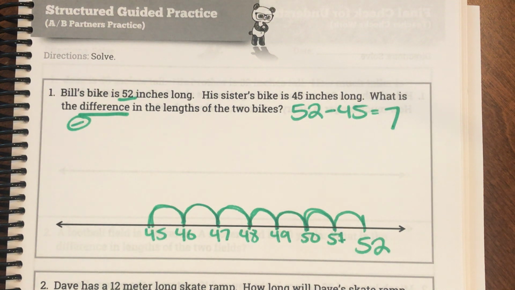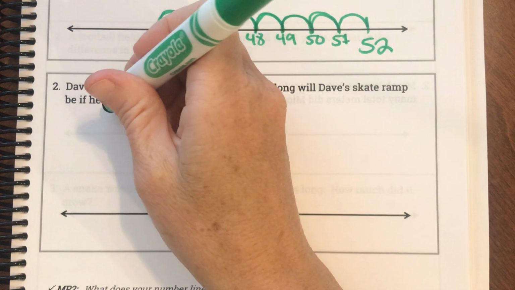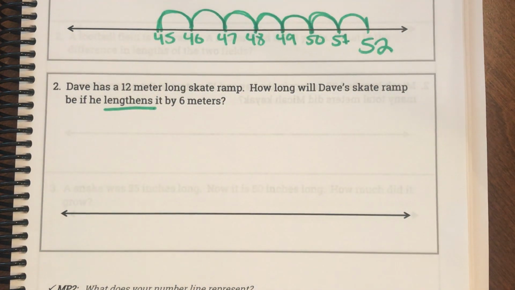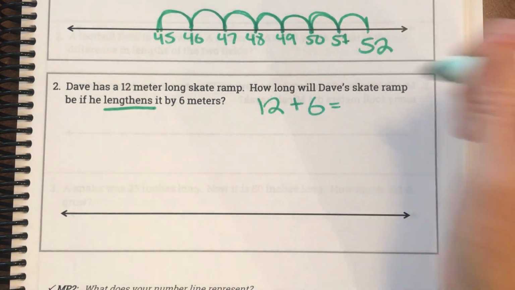Okay, let's try another one. Our next problem says, Dave has a 12-meter long skate ramp. How long will Dave's skate ramp be if he lengthens it by 6 meters? Okay, so this one's a little tricky to decide what it is, but if he lengthens it, lengthen means makes it longer. So to make something longer, you have to add to it. You can't take away from it if you want it to be longer. So I know my equation here is 12 plus 6.